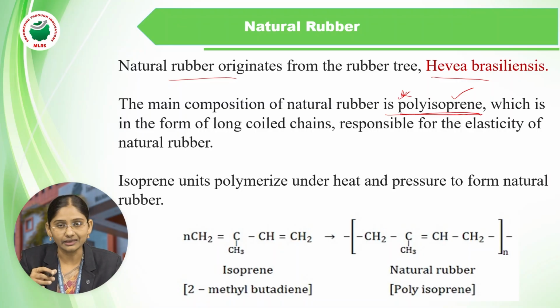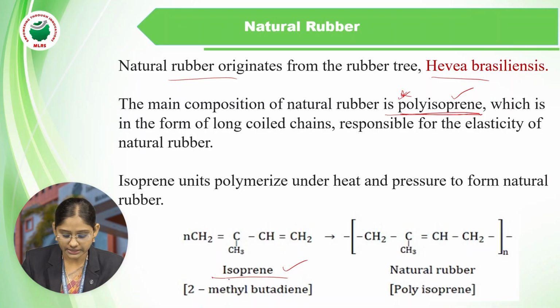So that latex, what is the chemical compound present in the latex? That is nothing but the isoprene. Clear? Isoprene's IUPAC name is 2-methyl 1,3-butadiene. Here, in 2-methyl, the first carbon and third carbon have the double bond, so that's why it is called 2-methyl 1,3-butadiene.